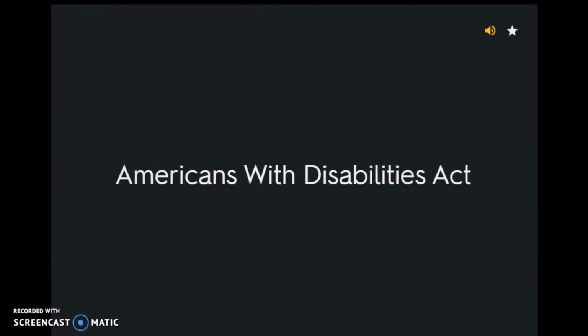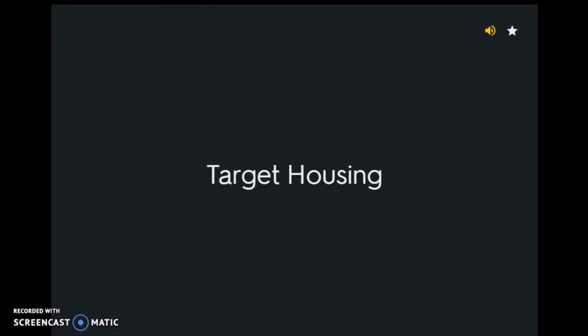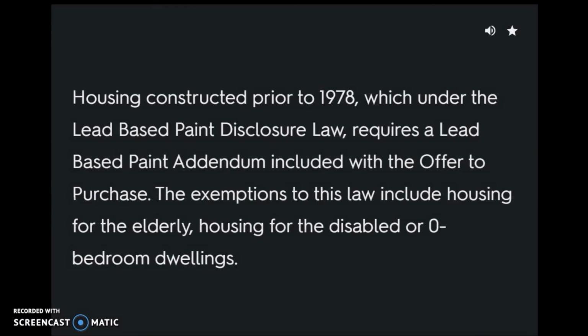Americans with Disabilities Act. A federal law designed to eliminate discrimination against individuals with disabilities by mandating equal access to jobs, public accommodations, government services, public transportation, and telecommunications. Target housing. Housing constructed prior to 1978, which under the lead-based paint disclosure law requires a lead-based paint addendum included with the offer to purchase. The exemptions to this law include housing for the elderly, housing for the disabled, or zero-bedroom dwellings.